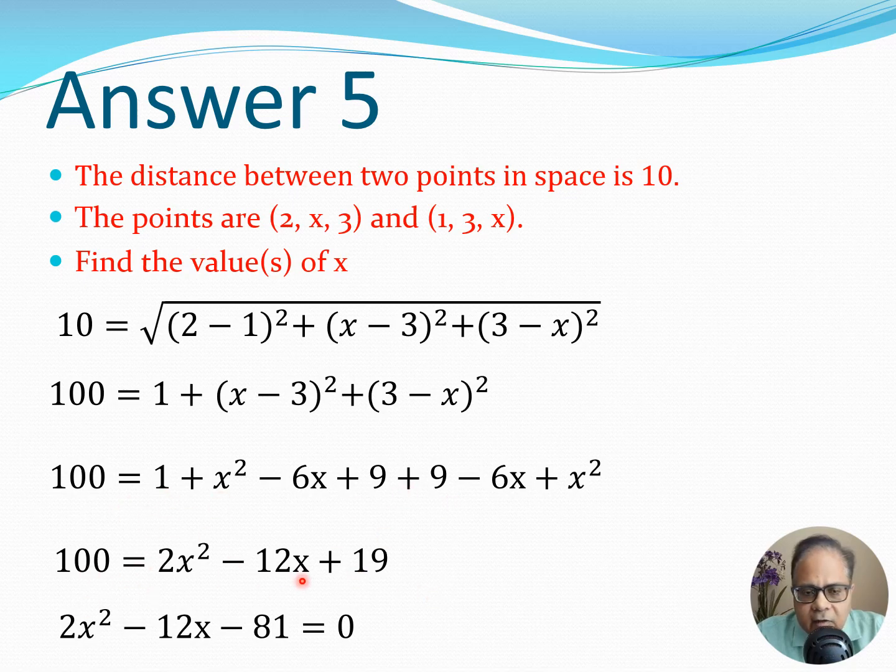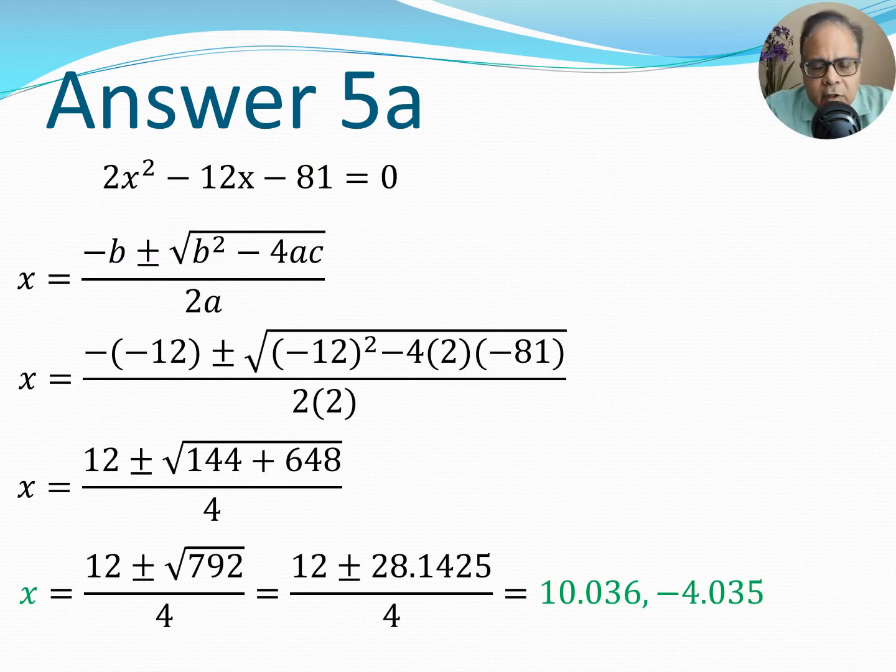And then I bring this 100 from the left hand side to the right hand side, and I can write 2x square minus 12x minus 81 is 0. So I essentially get a quadratic equation, and then you can solve this quadratic equation. So let's try to do that. We take this quadratic equation and then we solve it.